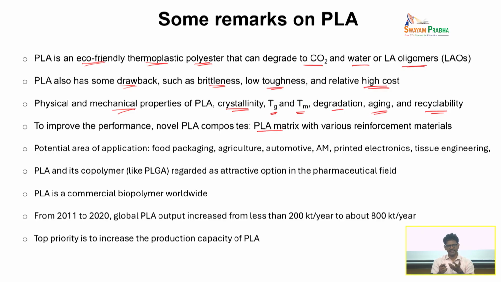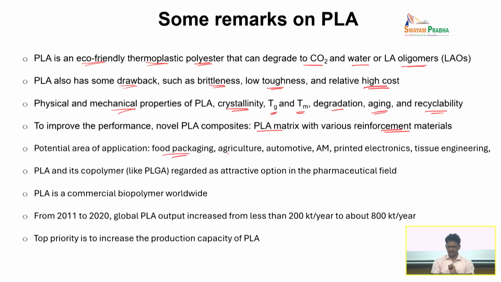Now, apart from native or virgin PLA, there are also composites. Generally, PLA is used as a matrix to which you can add other fillers and additives to reinforce the polymer. Just like, for example, if you consider nylon, you could mix glass fibers, add silica, or add carbon black to reinforce the properties. In the same way with PLA, one can think of adding additives as reinforcement agents.